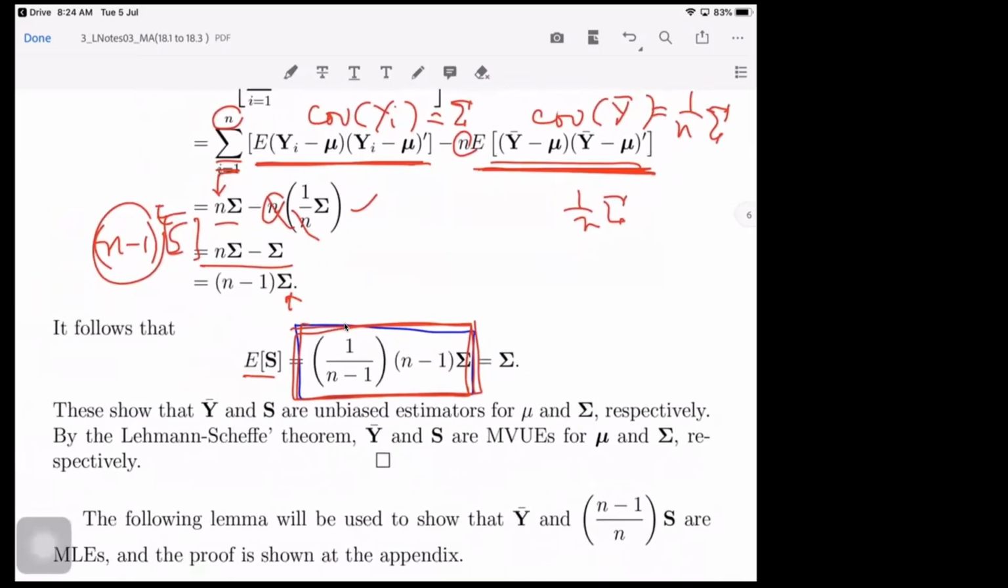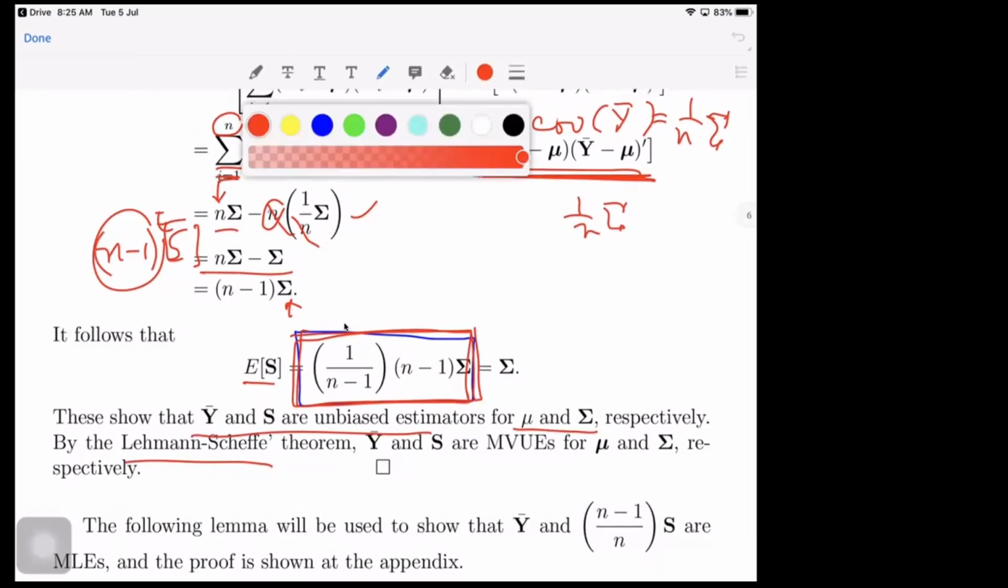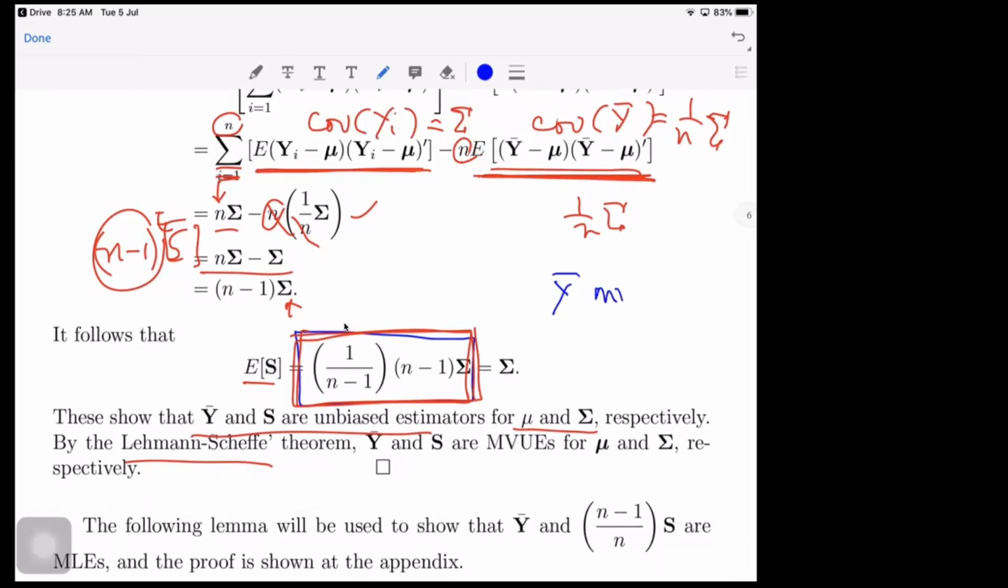So that's it. We have shown that y bar and s are unbiased estimators for mu and sigma respectively. And by the Lehmann-Scheffé theorem, these are MVUEs for mu and sigma. Recall that y bar will be MVUE for mu and S will be MVUE for sigma.